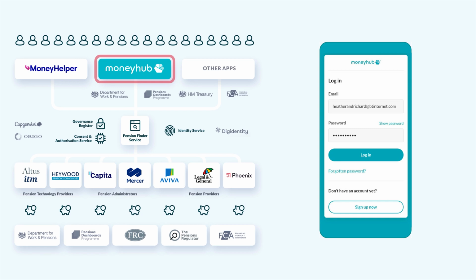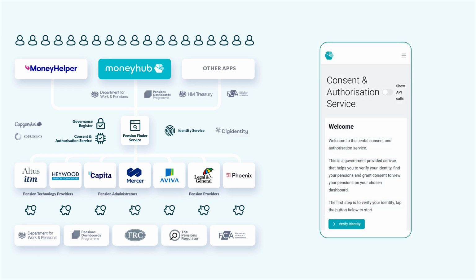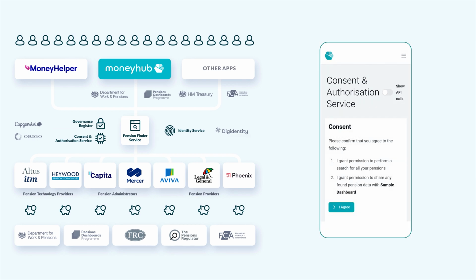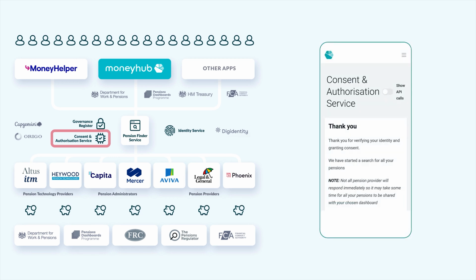All dashboards connect to the Government Central Digital Architecture, or CDA. The first thing the CDA does is ask Richard to verify his digital identity. Once verified, Richard is then asked to give his consent for the pension search and also for any pensions found to be returned. Once he consents, the search begins.